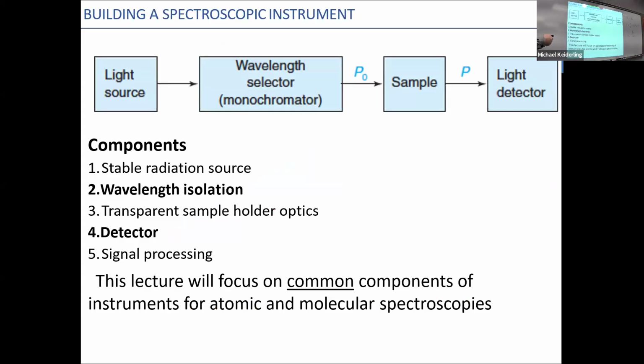So just in general, for a spectroscopic instrument, you have a light source, you have a wavelength selector of some sort. The general term for that is a monochromator. Then you have a sample and a light detector.